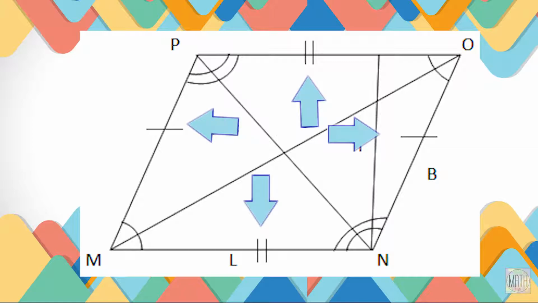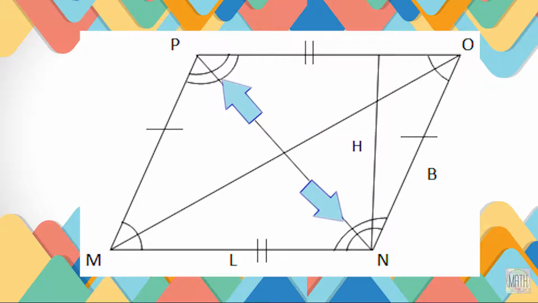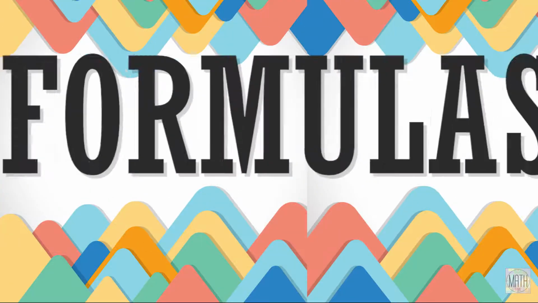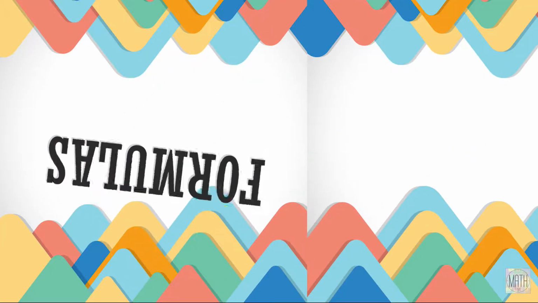Opposite sides are parallel and congruent. Opposite angles are congruent. Adjacent angles are supplementary. Diagonals bisect each other, and each diagonal divides the parallelogram into two congruent triangles. If one of the angles of a parallelogram is a right angle, then all other angles are right and it becomes a rectangle. And these are some important formulas of parallelograms.